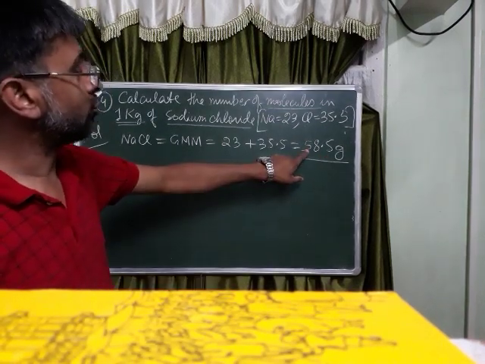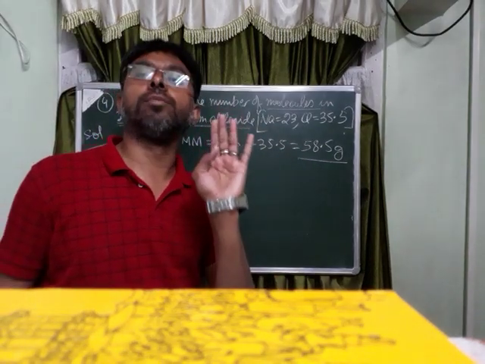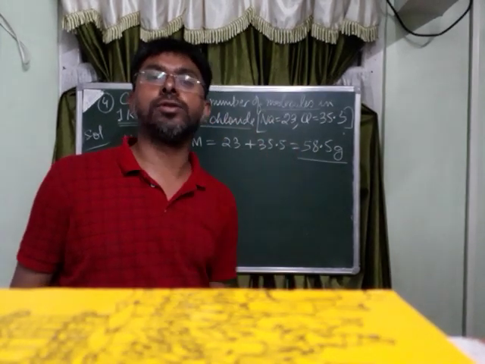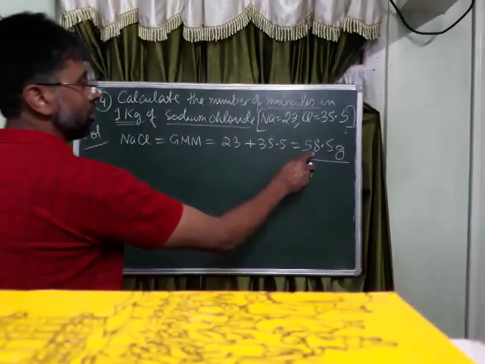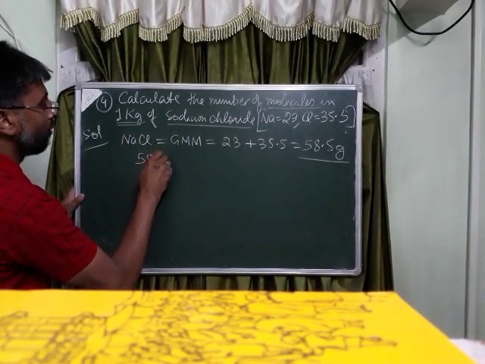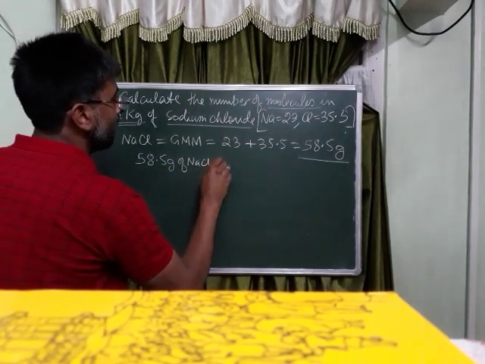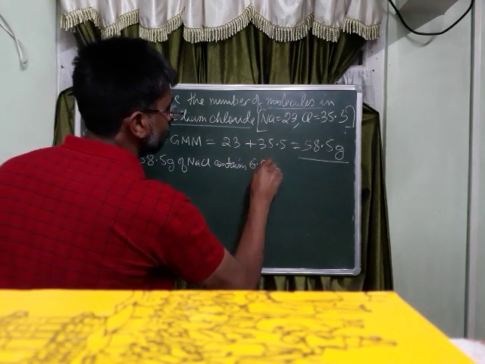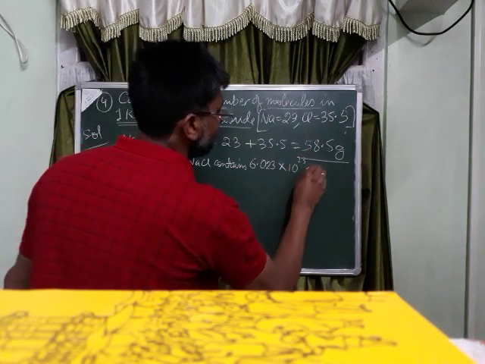Now this 1 mole of sodium chloride contains Avogadro's number of molecules. We know that already. I have explained you in my previous video also and told you several times. Okay, now let us use this and make a sentence. I am writing 58.5 grams of sodium chloride, NaCl, contains 6.023 into 10 to the power of 23 molecules.